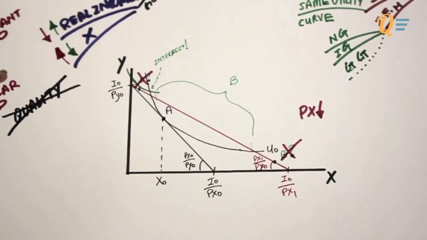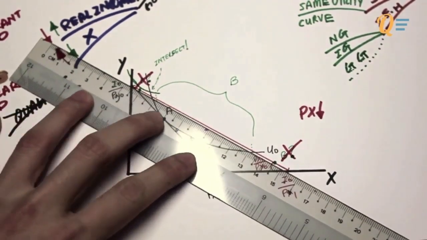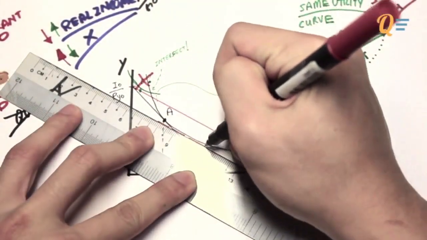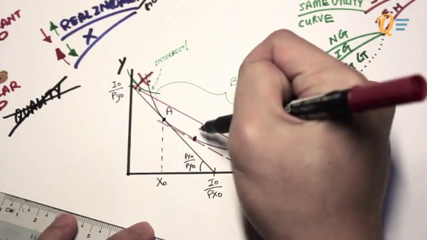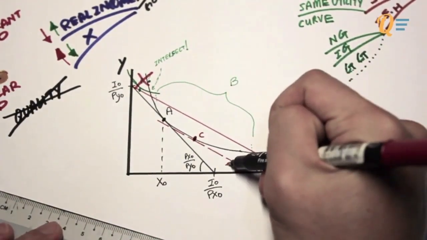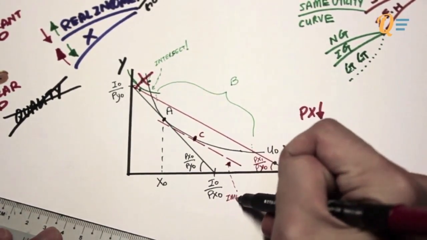So for Hicksian, the first step will be to draw an imaginary budget line which is tangent to the old indifference curve, and this budget line has to be parallel to the new budget constraint.